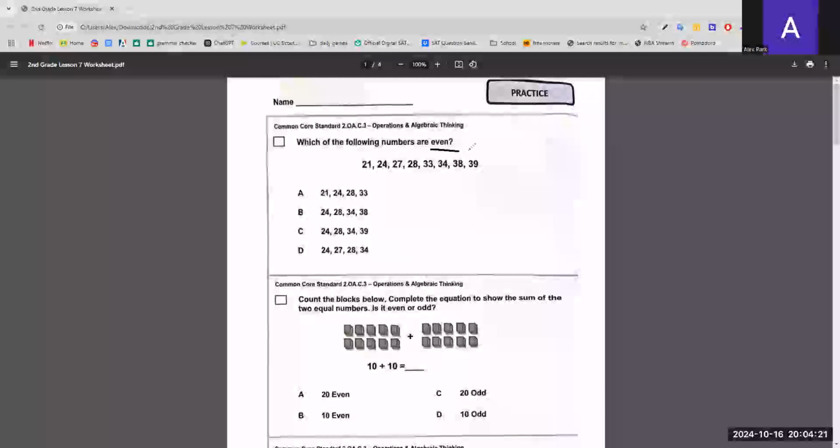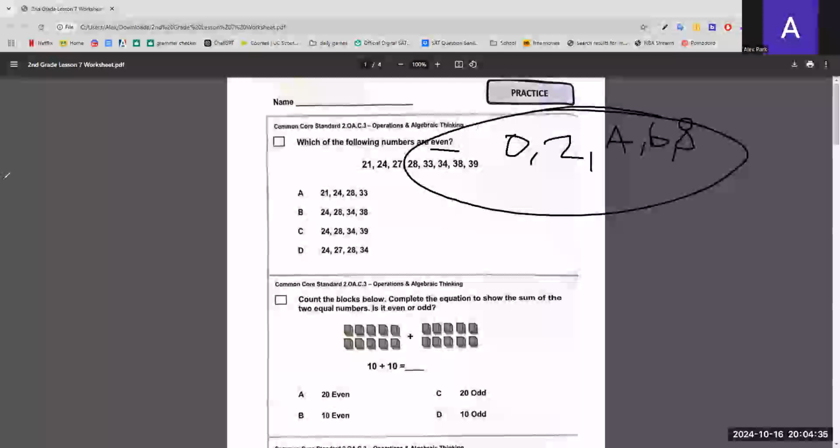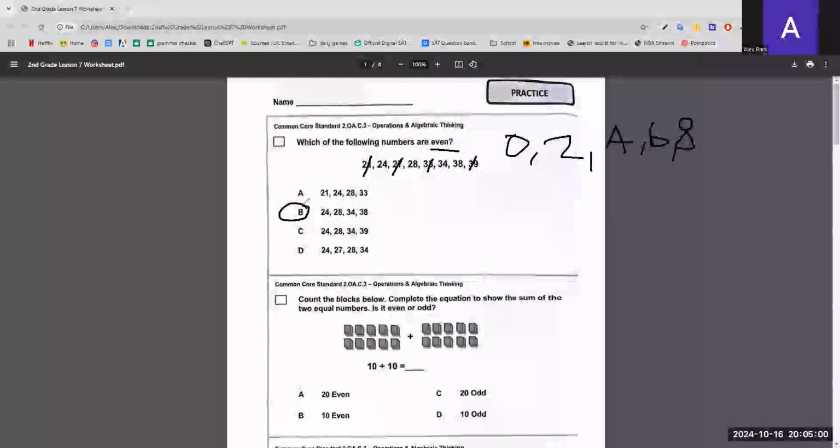It's asking for even, which means ending in 0, 2, 4, 6, 8. Now let's go through these numbers and see if they end in these following numbers. 21 isn't one of these, so it's not even. 24 is even, 27 is not even, 28 is even, 34 is even, 38 is even, 39 is not. So out of these numbers, 24, 28, 34, and 38 are even. And that is the same thing as B. So number 1 is B.